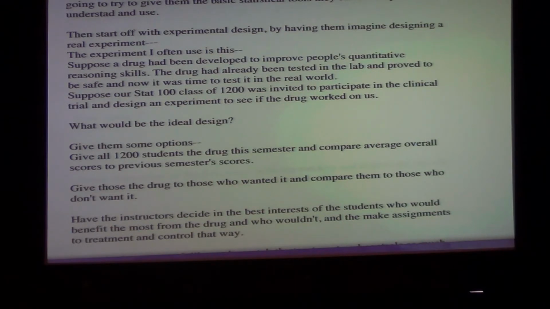Have us instructors, there's me and the 2 TAs, together with the researchers who have knowledge on exactly who this drug helps and who it doesn't, decide in the best interest of the students who would benefit the most from the drug and who wouldn't. And in consultation with doctors, the way any medicine's prescribed, and then make assignments to treatment and control that way in the best interest of you guys, but us deciding who we thought would be most helped by this drug and clearing you that you wouldn't be harmed by it. It's another option.